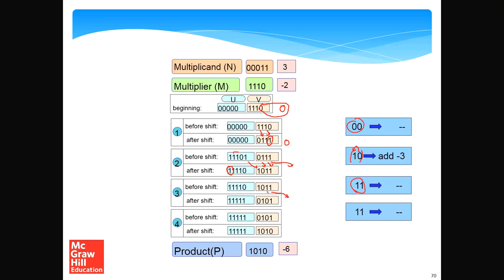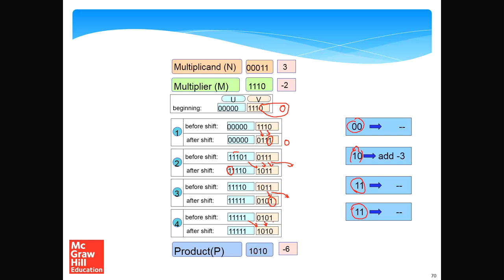This 1 will again fall off, and each number is shifted by 1 place to the right, and there is sign extension. Again, let us take a look at the LSB. The LSB is 1 and the previous bit is 1. So again the current pair of bits is 1 1, so nothing needs to be done. We just need to do one arithmetic right shift. So this is where we end up.